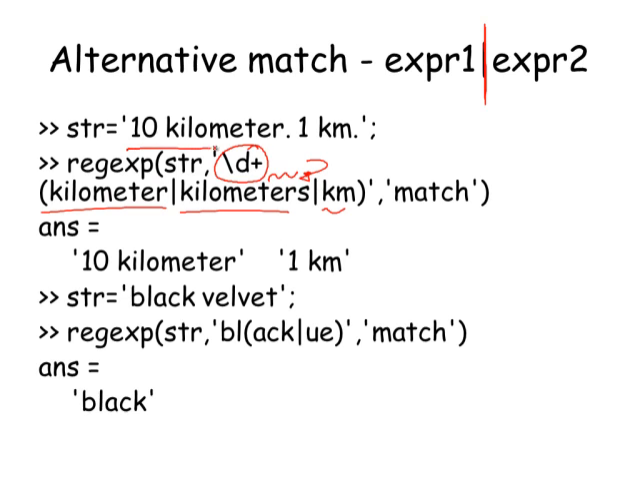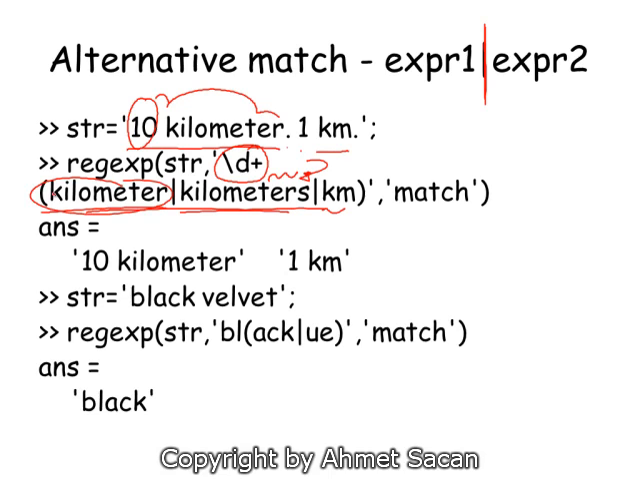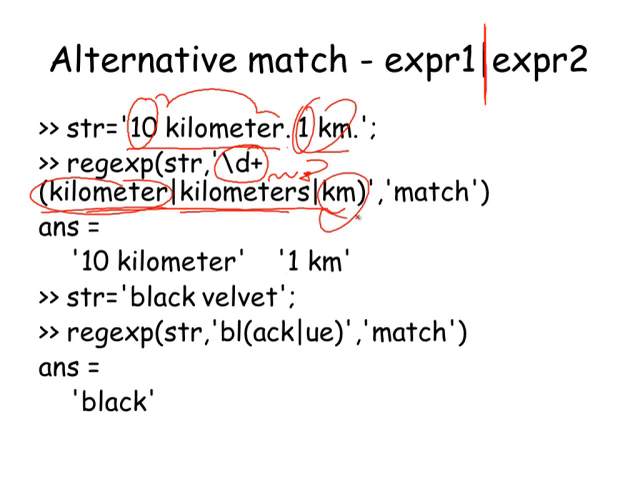So if my string is 10 kilometers and period 1 kilometer, and I'm searching for this expression, it will capture digit followed by space and this kilometer, because those are the alternatives that are matched, and then also this one. The next example is searching in black velvet. You are searching BL characters followed by either ACK or UE. So you are effectively searching whether your string contains black or blue. If there were a blue velvet or blue something in your string, it would also capture the blue part.